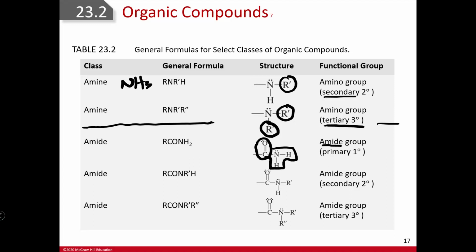All right. So again, you can have a primary amide. You can knock off this hydrogen here. Now it becomes a secondary amide. You can knock off both hydrogens off the nitrogen. It becomes a tertiary amide. So make sure you can distinguish between amides and amines. Really important. They are not the same thing, and they have different chemical properties.